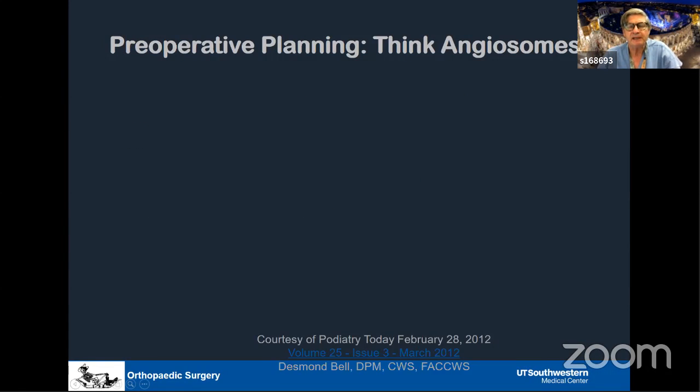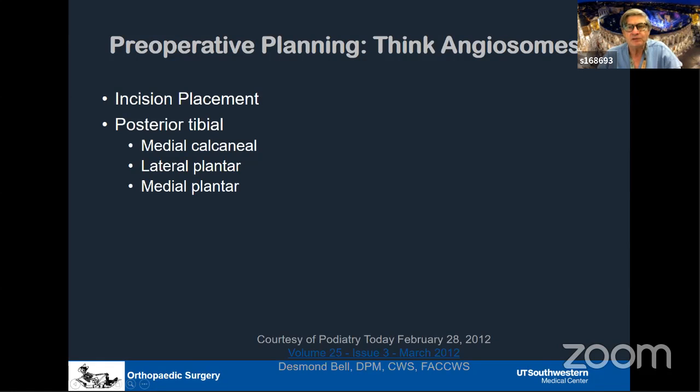Now, preoperative planning, I would recommend that you think about angiosomes, because we place incisions all over the ankle, and it's important to understand which part of the skin is supplied by which vessel. The posterior tibial has three end arteries, to include the medial calcaneal, the lateral plantar, and the medial plantar. Very important when you're thinking of the foot, less important when you're thinking about the ankle.